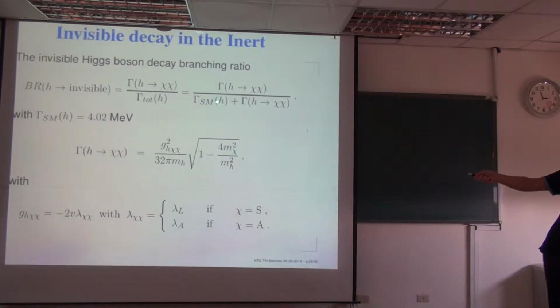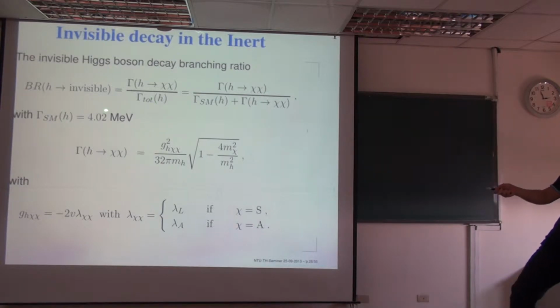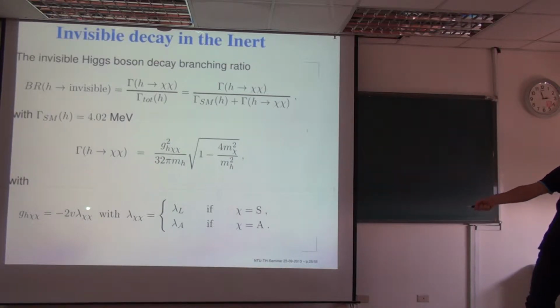And this we know very well because in the Inert model, the coupling of the Higgs to standard model fermions is exactly like in the standard model. So that means that the standard model decay rate is just 4 MeV, as we know. You can take this from the handbooks written for the LHC, or you can calculate it. It's very easy to calculate. And the invisible decay, the partial width of Higgs going invisibly, is just the couplings and this factor here divided by this quantity, and this lambda, we know it's either lambda L or lambda A. We calculate this, it's very easy. So this invisible decay only depends on m chi and on this coupling here.